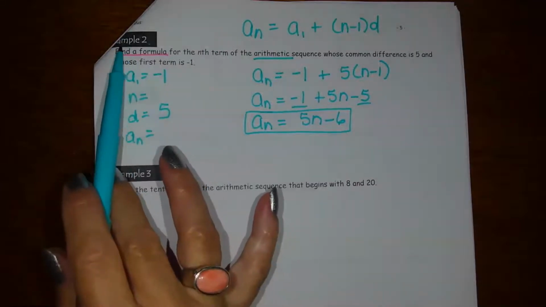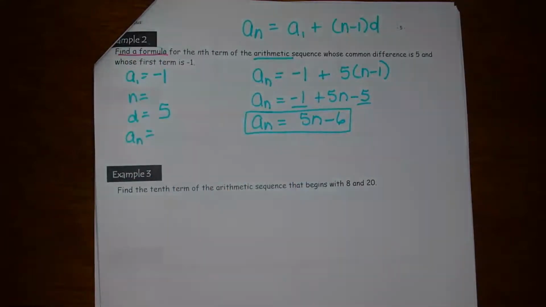So when you see "find a formula," they just want you to get here. You don't have a numerical answer. You're not going to say the answer is 7, right?